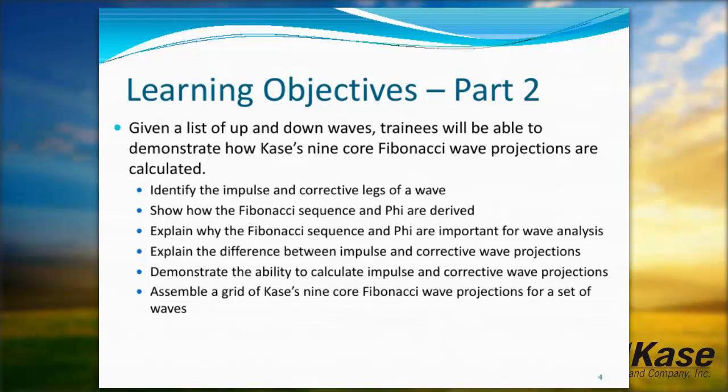So when you're going through, really what you should be able to do at the end of this 30-minute training session is identify the impulse and corrective portions of the wave, show how the Fibonacci sequence and phi are derived, explain why the Fibonacci sequence is an important part of the wave analysis, also explain the difference between the impulse and corrective wave projections, demonstrate the ability to calculate the impulse and corrective wave projections, and then assemble a grid of our 9 core Fibonacci wave projections for the set of waves that we're given so that we can do further analysis on those in parts 3 and 4.